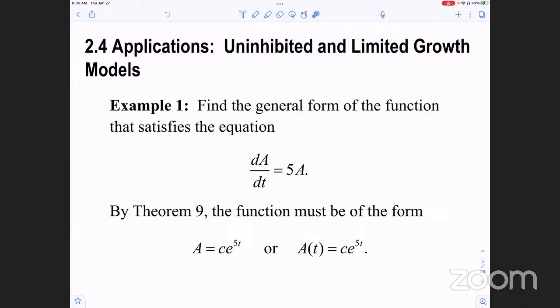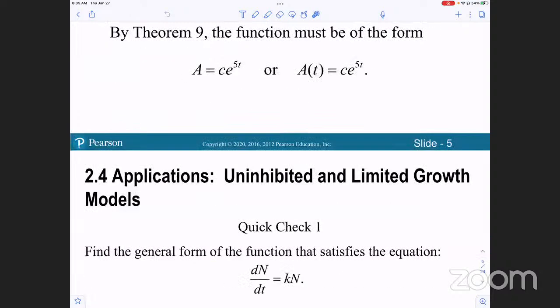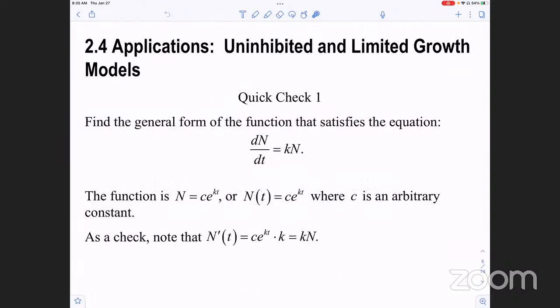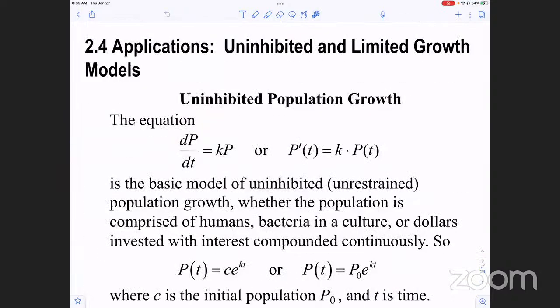We have some a prime equal to 5 times the original. So then it has to take on this form. If we take the derivative of this guy, we'll finish here, right? So we're just doing a direct application of theorem 9. Okay. For you all, just for the sake of time.